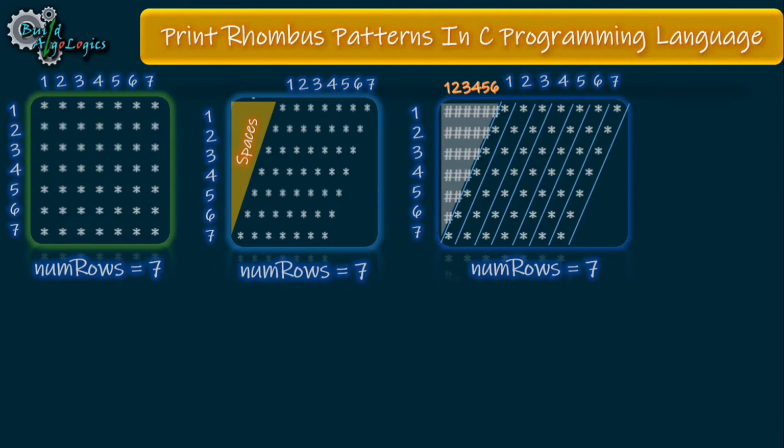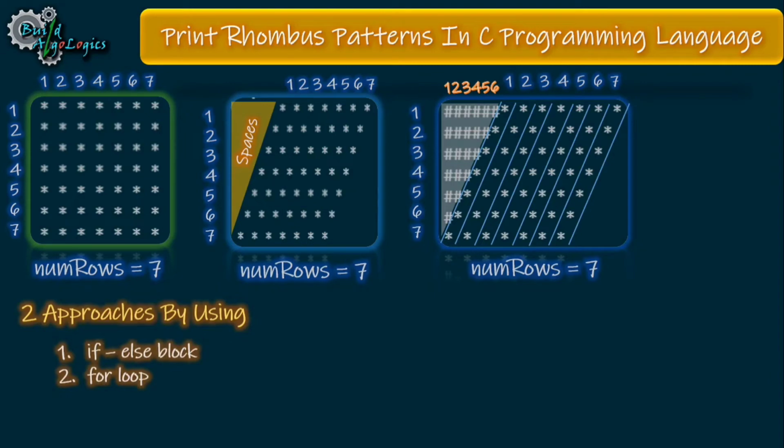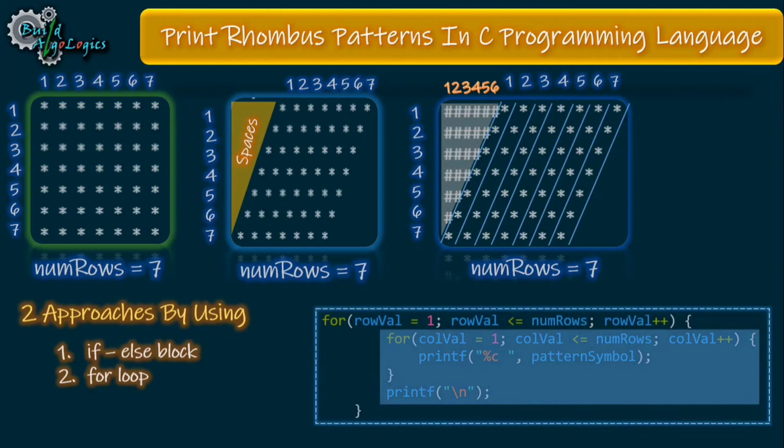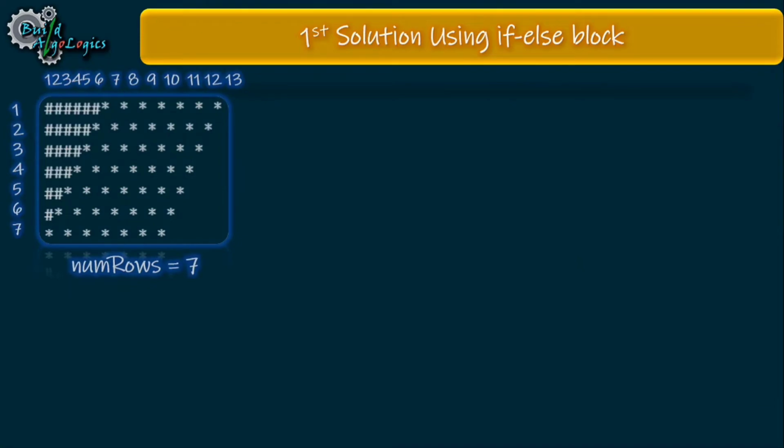By looking at this problem, I have two approaches in my mind to solve it. One is by using an if-else block and the other one is by using one extra for loop. We'll write our code here by using both of these approaches. Basically, I am talking about this part. Here the outer loop will be the same, but this part will be changed by either using an if-else block or using one extra for loop. We'll see this in a while. So let's see the first approach.